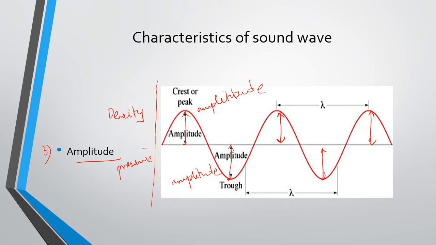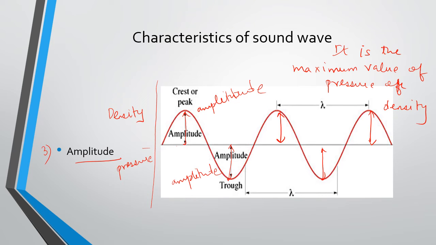So what do we define amplitude as? It is the maximum value of pressure or density. Okay, and it is indicated by A. Understood what is amplitude? It is the maximum value of pressure or density.